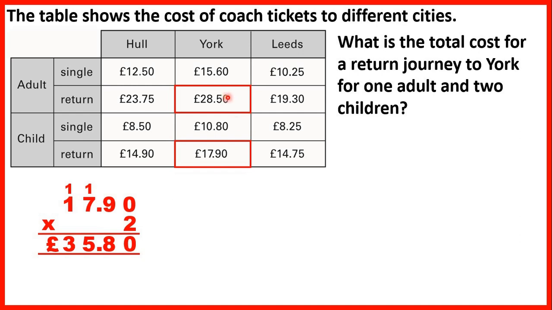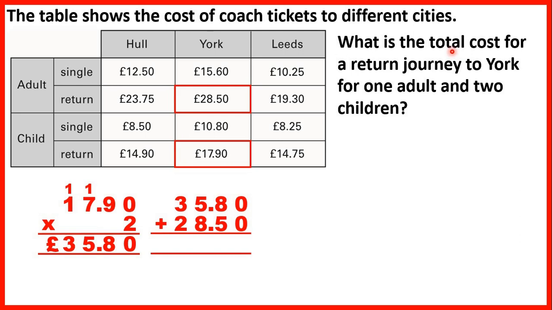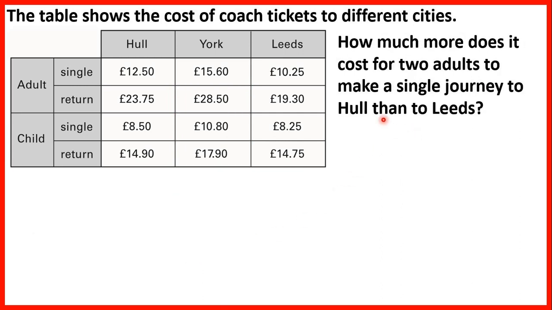Now we have an adult as well. So if we add the cost of 2 children plus the cost of 1 adult, that will give us the total cost. Remember, if we're finding the total of different costs or different things, then we need to add. We can use column addition for that, and we get £64.30.